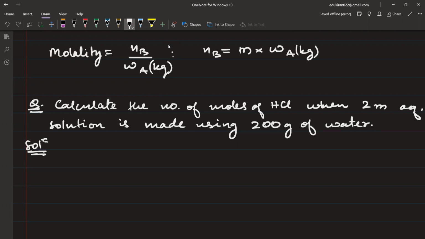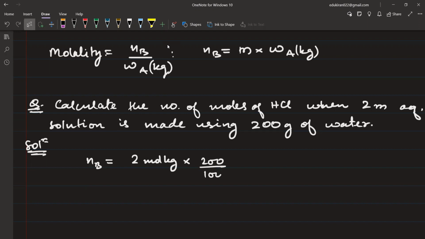Kabhi you will be given, this is the mass of, I have given directly the mass of solvent. You may not have the mass of solvent, you must be given the volume of the mass of solution and its density, something like that you will be given. Okay. But right now it is very easy. Number of moles will be equal to 2 moles per kg multiplied by 200 grams. This will be equal to how much? 1 by 5, yes or no?